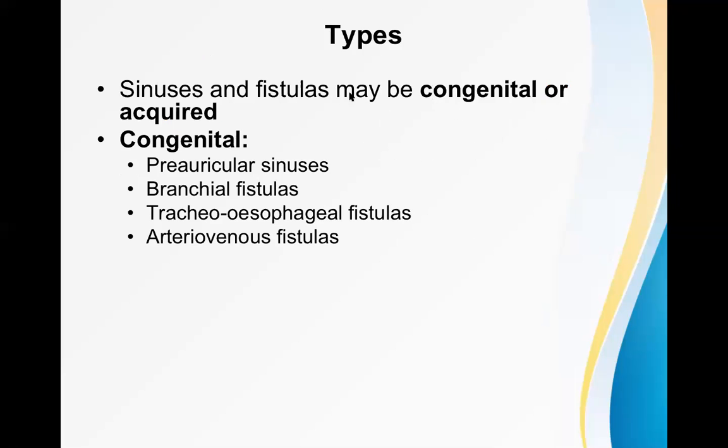Now, what are the types? See here, sinuses and fistulas may be congenital or acquired. Congenital means these sinuses or fistulas are present from the time of birth. Some of the examples are pre-auricular sinuses. Now, what does auricle mean? The auricle here means the external ear.